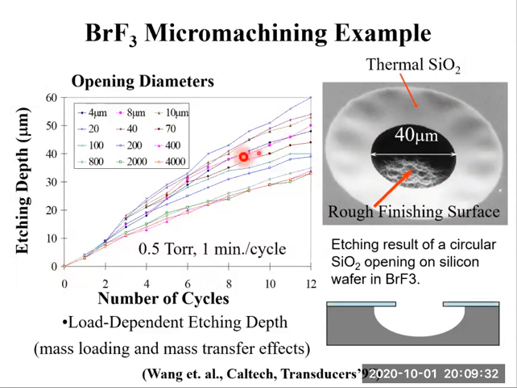And this figure plots the etching depth as a function of number of cycles with different opening diameters.